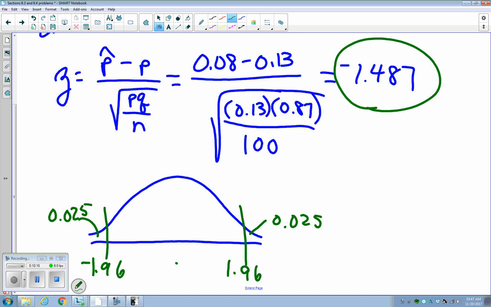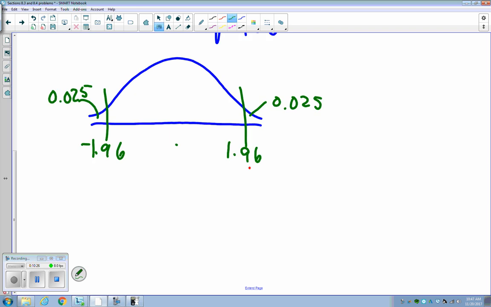Negative 1.487. Where is negative 1.487 going to fall on this curve? Could have put a 0 in there, huh? Yeah, it's going to fall somewhere down here, isn't it? So, am I going to reject or fail to reject the null hypothesis? Fail to reject.